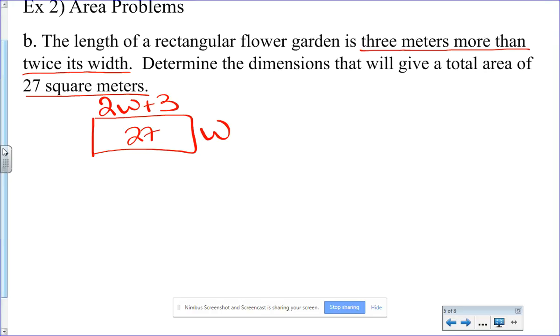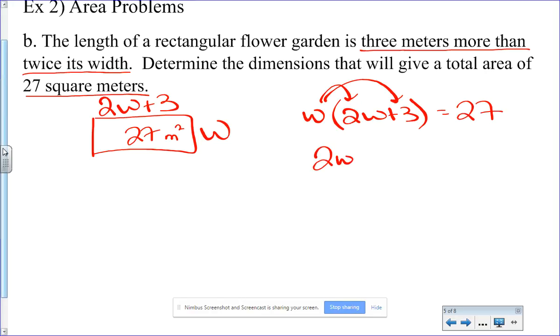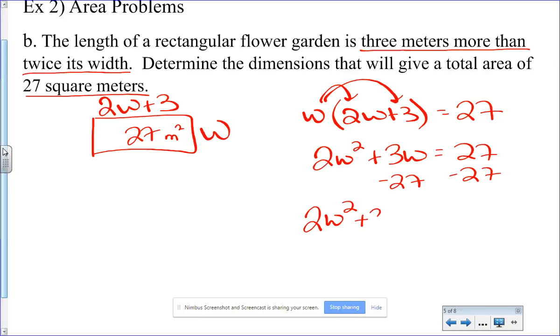So what we're going to do is set up our equation for area, width times length, or length times width, however you'd like to write it. So w times 2w plus 3 equals our area, which is 27 square meters. We're going to go ahead and distribute for our first step to get 2w squared plus 3w, and then subtract 27 from both sides to get 2w squared plus 3w minus 27 equals 0.